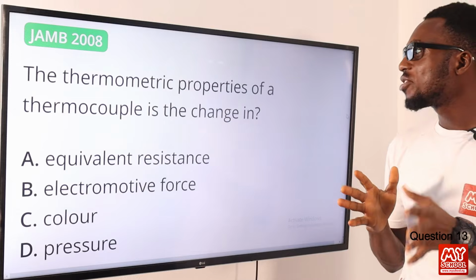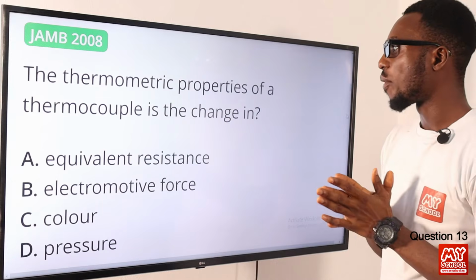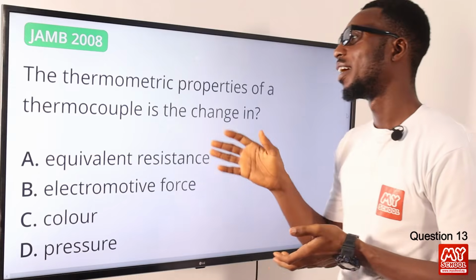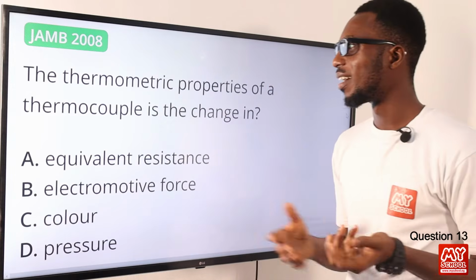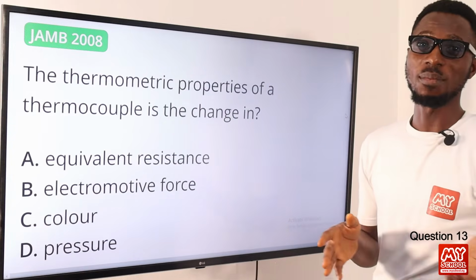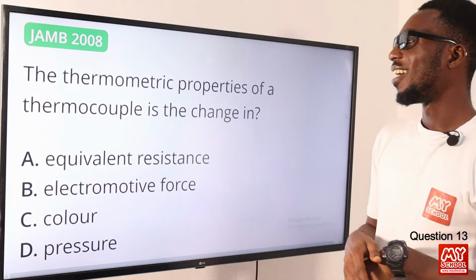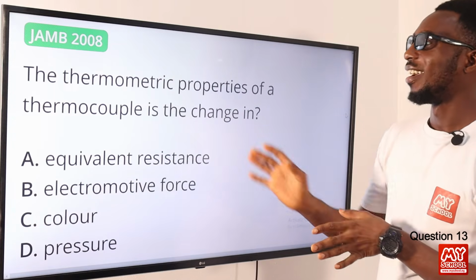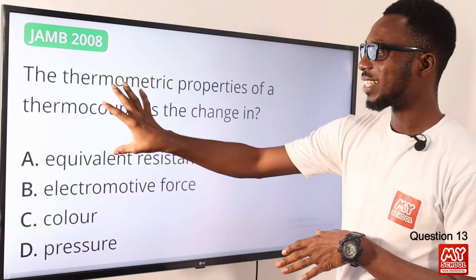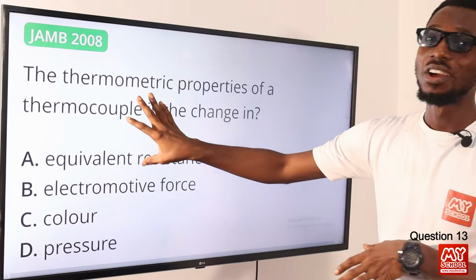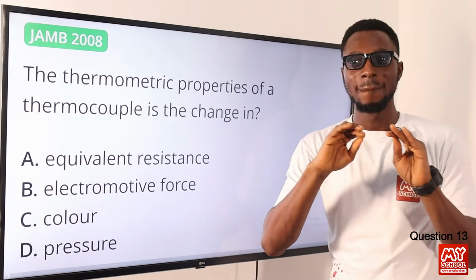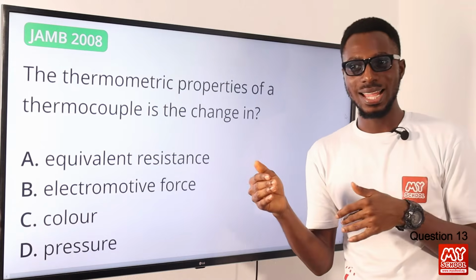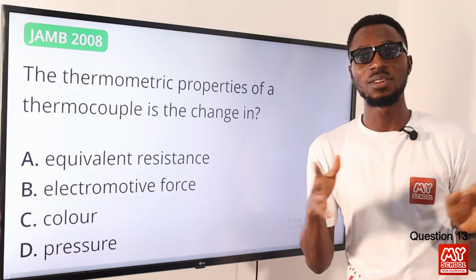The thermometric property of a thermocouple is the change in what? Okay, thermocouple, we are looking at an electric thermometer. Let's bring together the principle for the operation of this kind of setup. You're looking at two different metals, probably copper and constantan, or copper and iron, or iron and constantan.